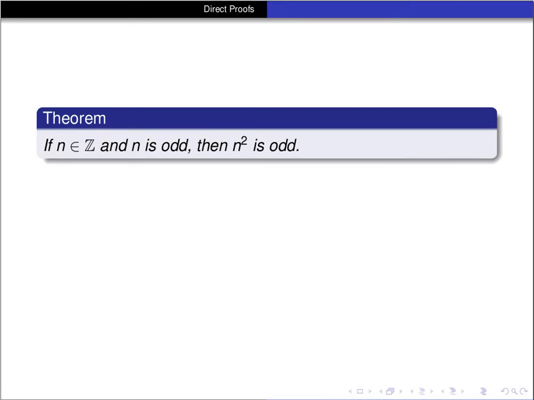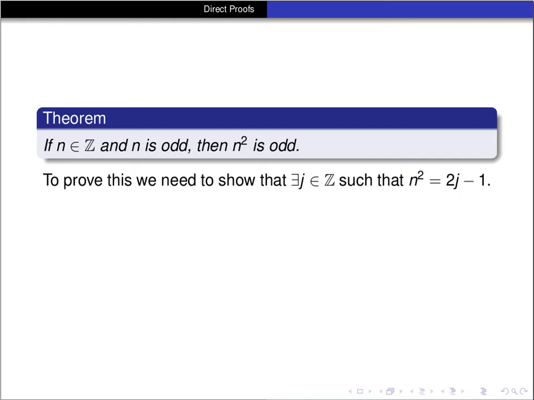Let's consider the following theorem. If n is an odd integer, then n squared is odd. Here we want to be a little bit more careful than we were in the proof that if n is even, then n squared is even. Notice that if we want to prove this, we need to show that there is an integer j so that n squared is equal to 2 times j minus 1. Okay? So we want to see this as a proof that something exists, that an integer with the right property exists.